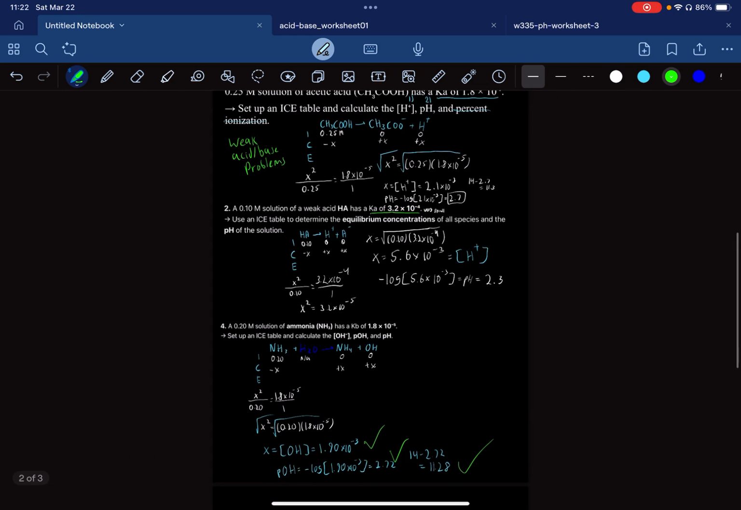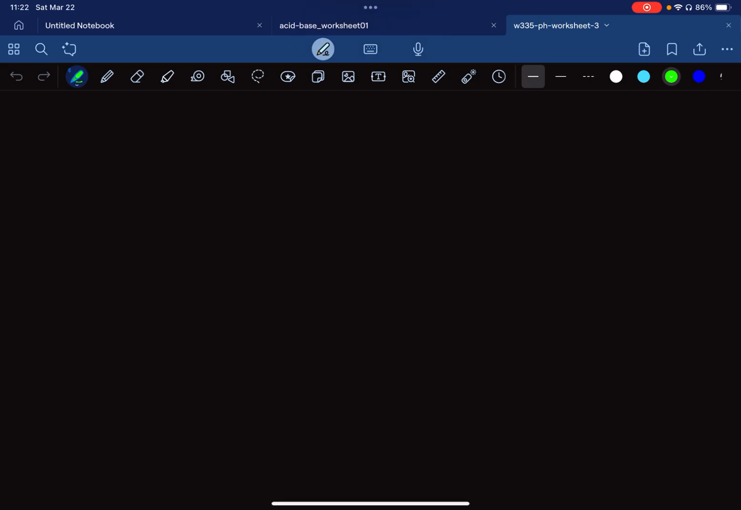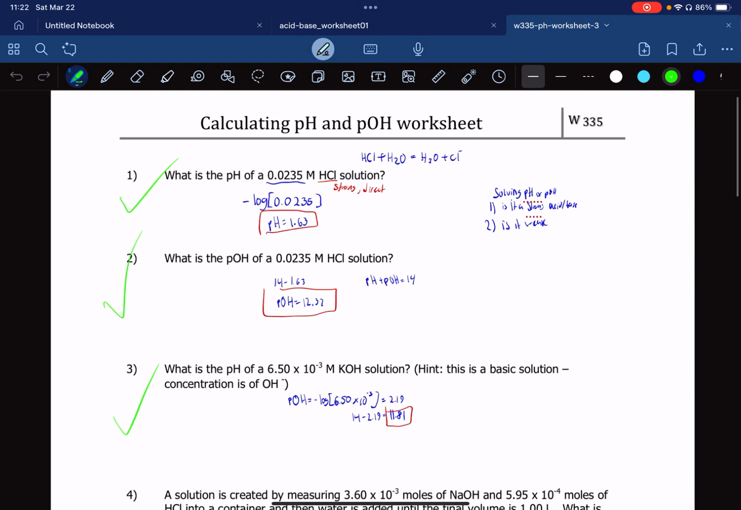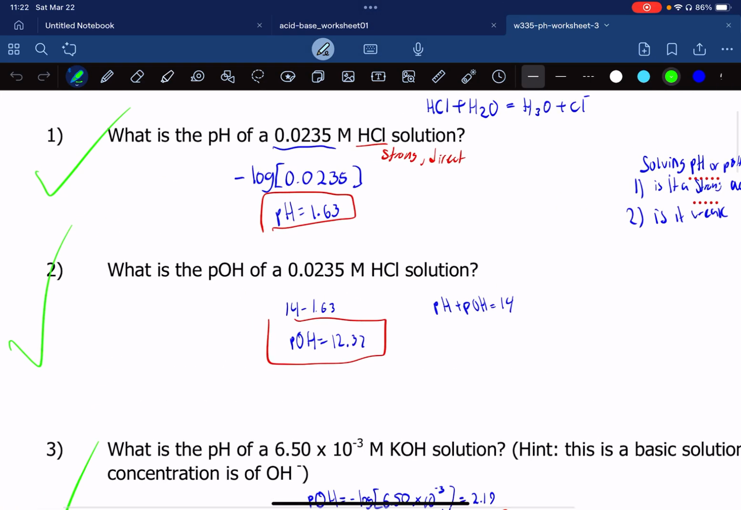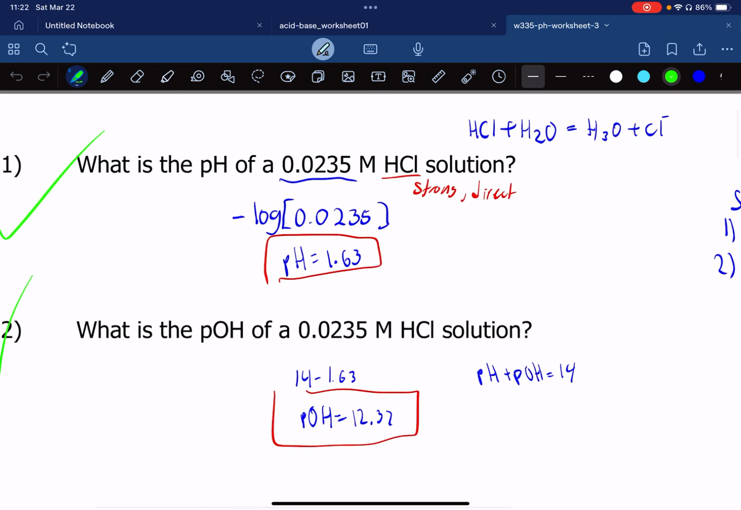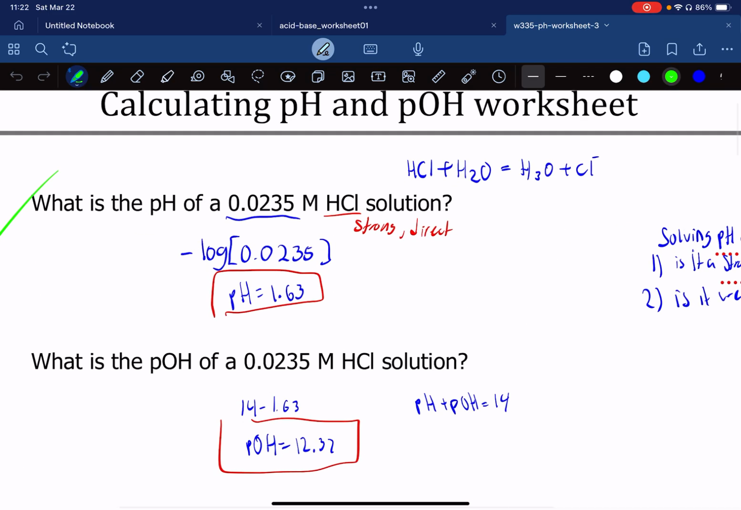So this is how you solve pHs for weak acids and bases. And again, if you want to know how to do strong acids, they won't give you the constant unless they're trying to trick you. They're not going to. And it's just straight up use the formula.